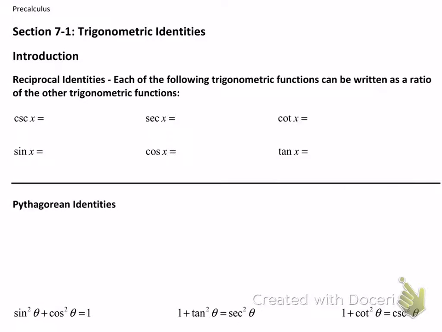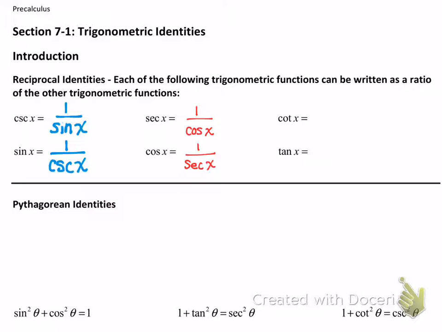Each of the following trig functions can be written as a ratio of other trigonometric functions. So if we start with cosecant, we know that cosecant is 1 over sine x. Therefore, sine can be written as 1 over cosecant x. Secant is 1 over cosine of x. And then cosine is 1 over secant of x.